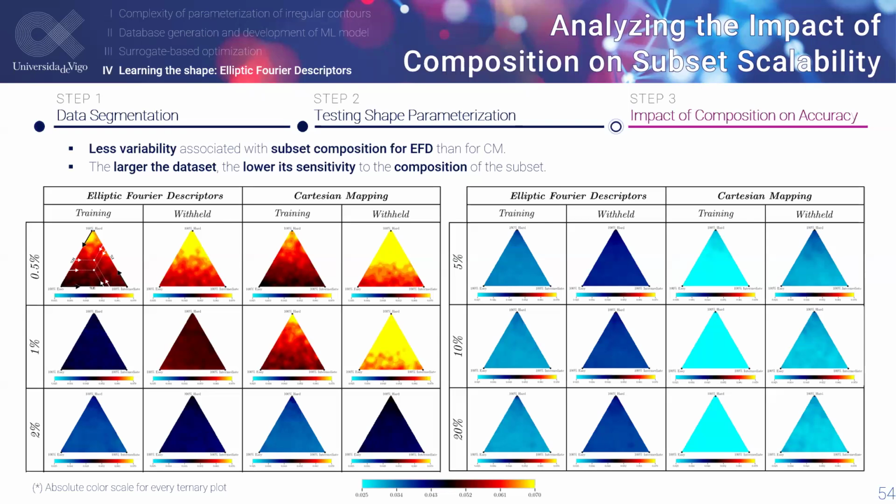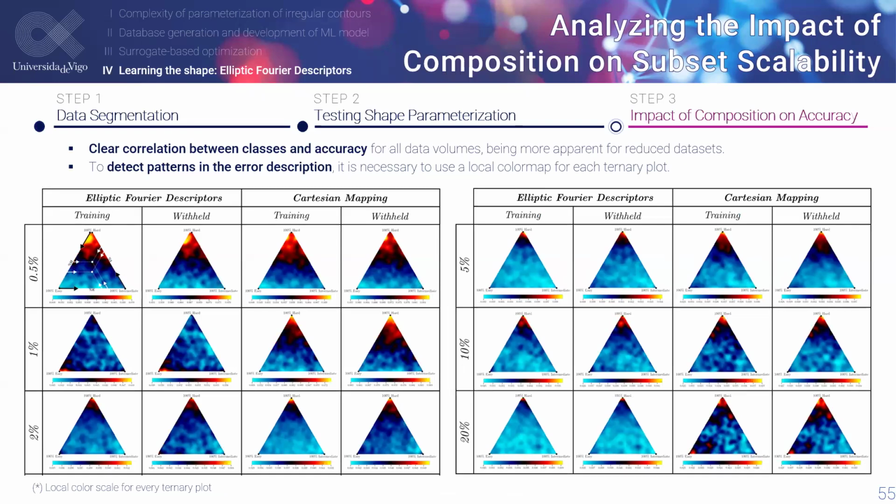Now, if you have less information, for a reduced data set, you can see that there's a pattern there. So colors that are closer to yellow mean that they have a higher error. And as you can see, this yellow color is usually towards the top of the ternary plot. This means that the training data sets that had a higher percentage of hard fins in them had a higher error. And here with a local color map, so basically each ternary plot is plotted with its own local color scale, you can see patterns in each of the ternary plots.